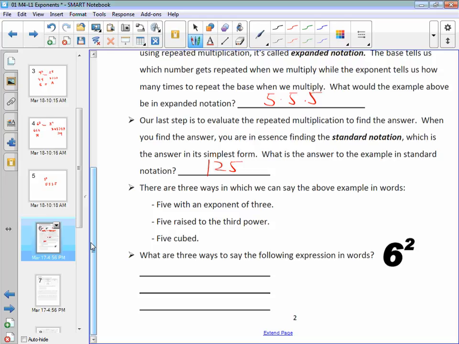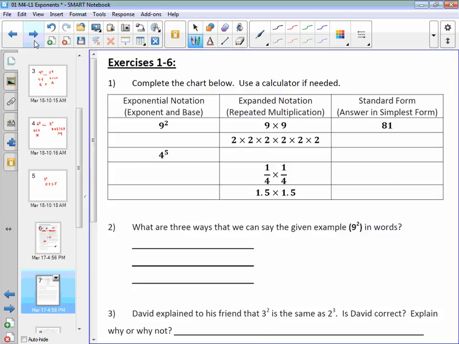Okay, let's do the chart. Next page. We'll do this together. I'll get you started with this, and then I think you'll be on your own. So they give you the example. You have a base of 9, an exponent of 2. They expand it out to make it 9 times 9. Sometimes they'll use the x, sometimes we'll use the dot. And then when you actually evaluate it in standard form, you get 81.